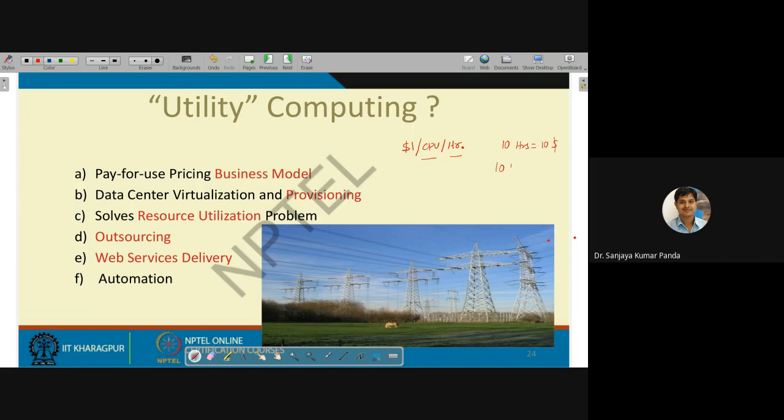If you use two CPUs for 10 hours, how much do you have to pay? Can anybody tell? You are using it for 10 hours, but two CPUs simultaneously. 20, sir. Yes, it is 20. So per CPU you have to pay $10, so in total you have to pay $20.